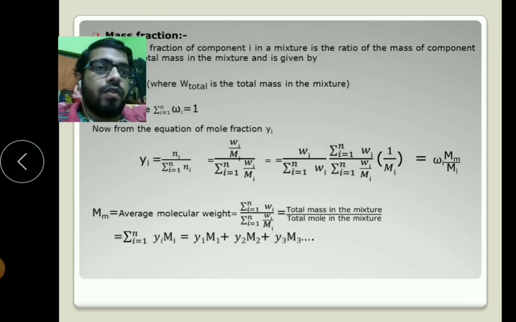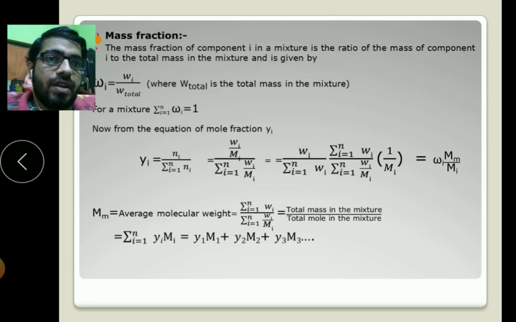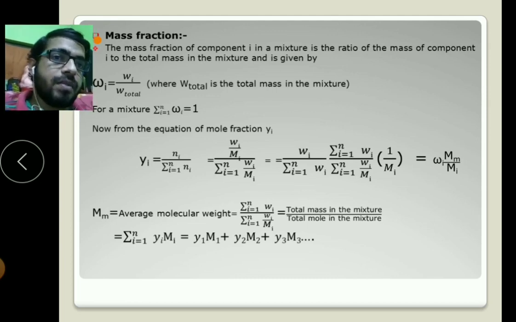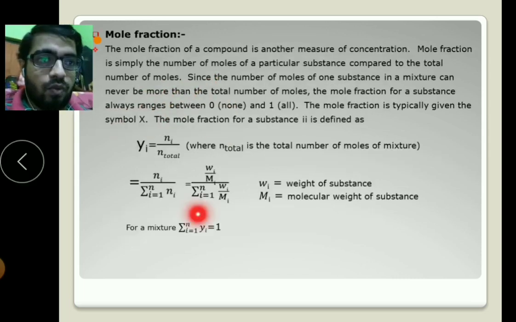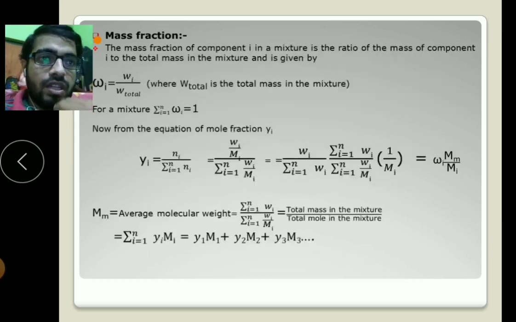Next, mass fraction. Mass fraction is also similar to mole fraction. What is mass fraction? Mass fraction is the mass of a component divided by the total mass. Suppose we take component i, so the mass fraction of component i equals the mass of component i divided by the total mass. So we write small wi equals W divided by W total. W is the mass of this component, W total is the total mass. For a mixture, the summation is 1, similar to this. Nothing to worry.